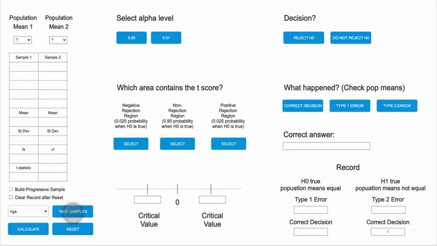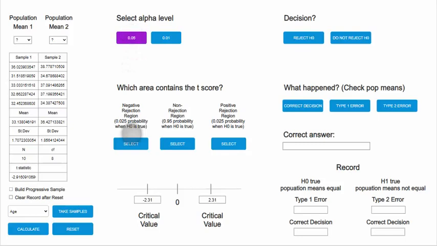Now I have two new samples of 5, and what I do is I just do the same thing over again. Calculate, and now I have my t-score. I do alpha of 0.05, and now my t-score is still in the negative rejection region because negative 2.91 is out here. So once again, reject the null hypothesis, and now it actually tells me the population means again, and once again they are unequal. So I made the correct decision. I rejected the null hypothesis of equal population means, and it turned out to be the right decision.